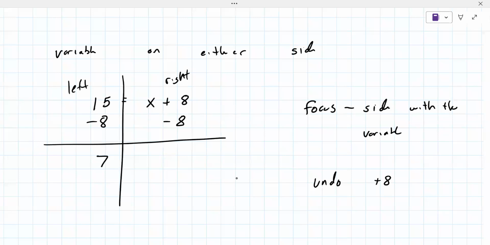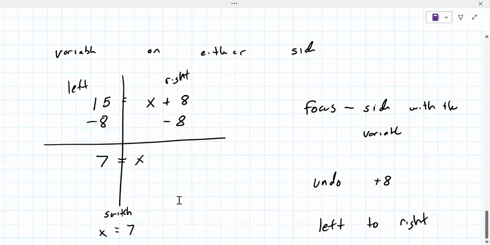So you get 7 equals x. Now you switch the sides and you write x equals 7. And the reason is because we read from left to right, we do math left to right. So if it was addition, you would subtract, like 15 minus 8 and 8 minus 8. But if it was subtraction, you would add it.